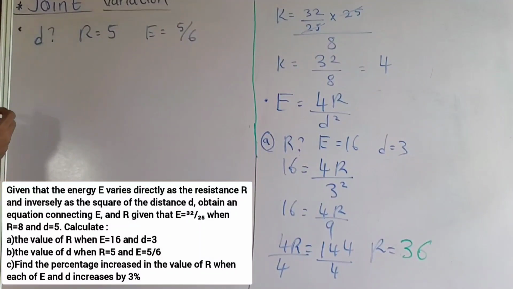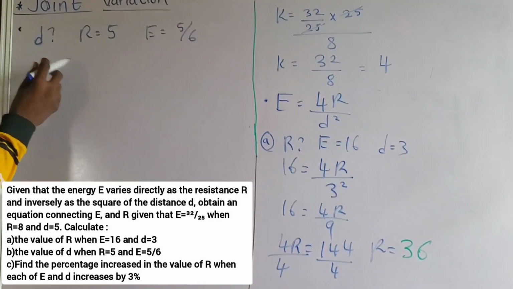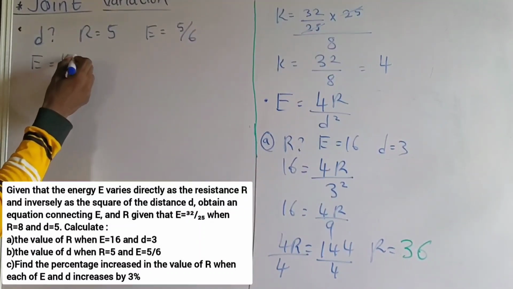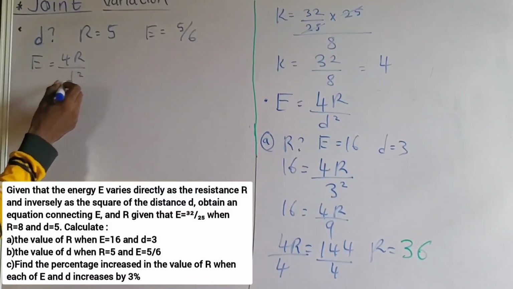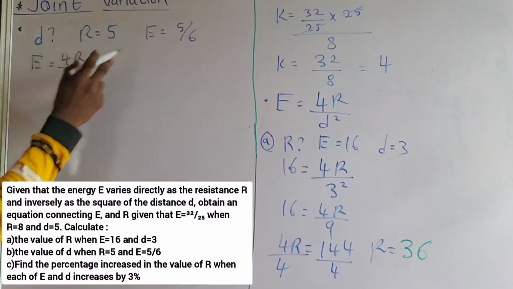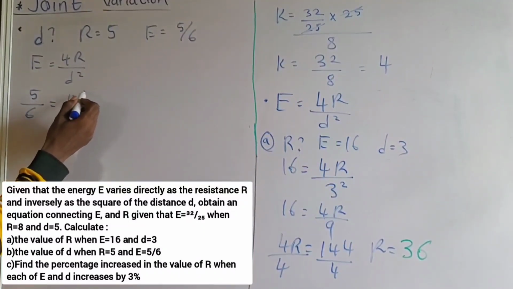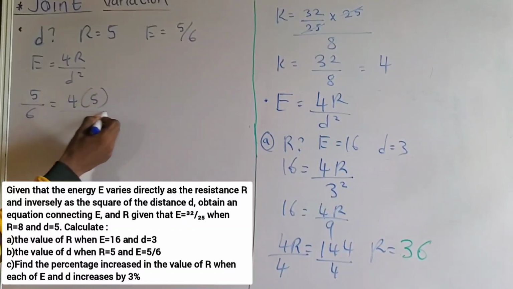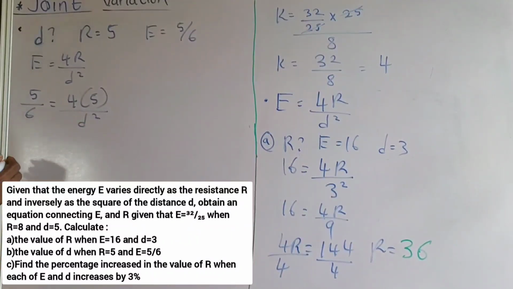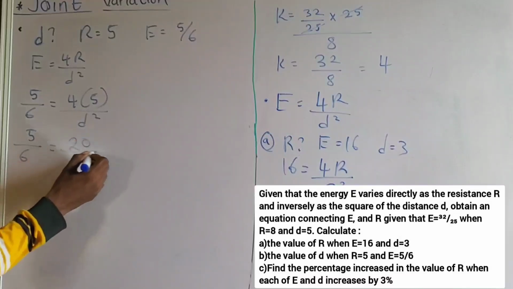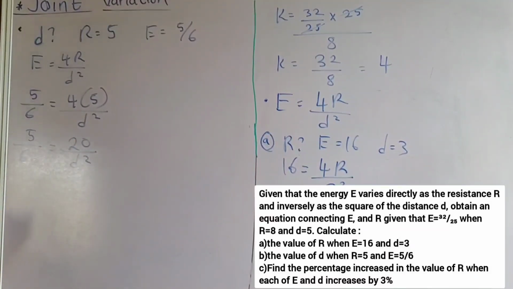Okay, now listen, this is the equation connecting them. E equals 4R over D squared. We replace E as 5/6. I'm going to have 5/6 equals 4 multiplied by R, R is 5 now, all over D squared, right? We have 5/6 equals 20 over D squared. Is that not it?